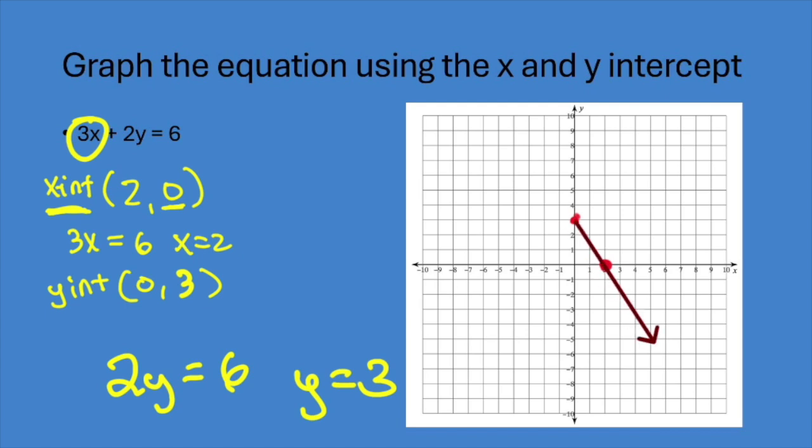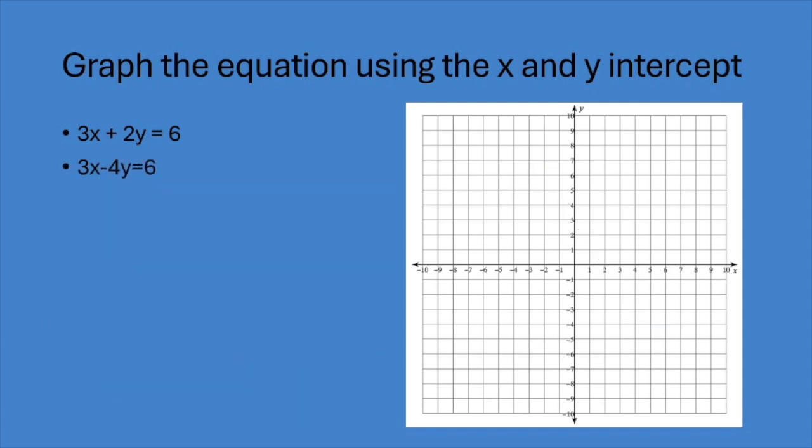Use your straight edge to draw your line. Make your arrows on it. So you learned, if it was in slope-intercept form, that you do the y-intercept and the slope. Now, if it's not like that, if it's in this form, I now can find my x and y-intercepts by plugging zeros in. Zeros are fabulous things to plug in.